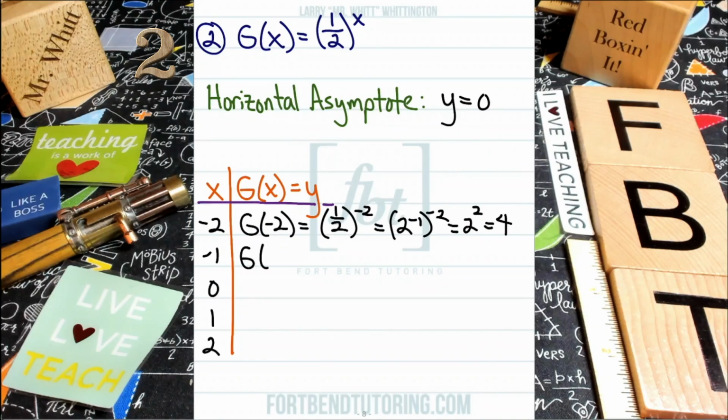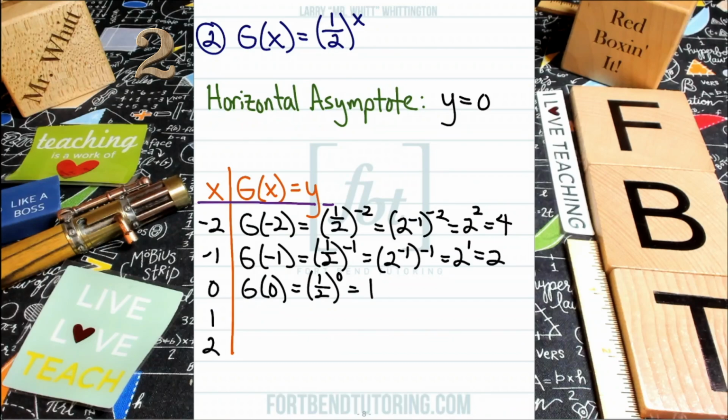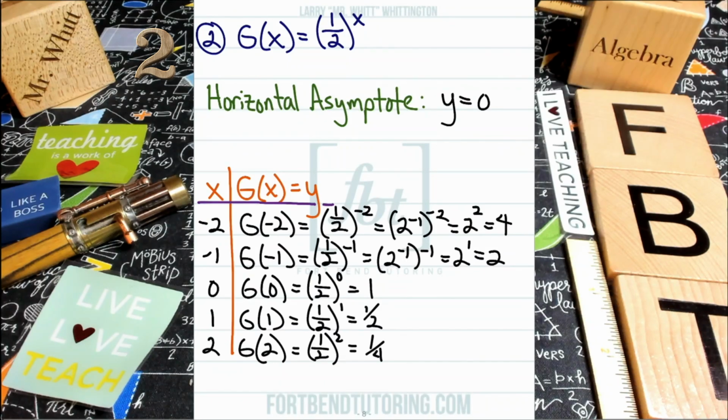If you plug in -1 next into the g function, you'll have 1/2 raised to the -1st power. Once again, this is going to be 2 to the -1st raised to the -1st power, which is 2 to the 1st power, which is 2. Then we'll plug in 0 into the g function. You'll have 1/2 raised to the 0 power, which gives you a result of 1. Then g of 1 is 1/2 raised to the 1st power, which is just 1/2. And finally, g of 2 is 1/2 squared. 1/2 times 1/2 gives you 1/4. And this is how we calculate the y values after you choose what your x values are. So just keep that in mind.